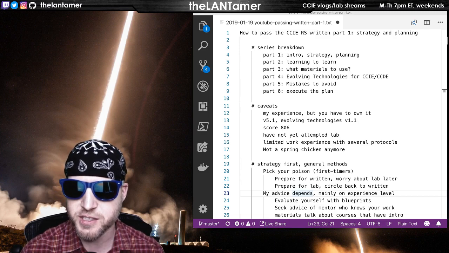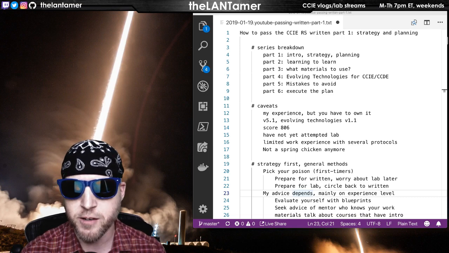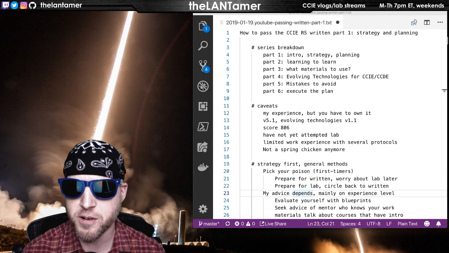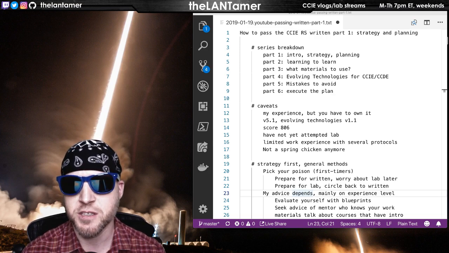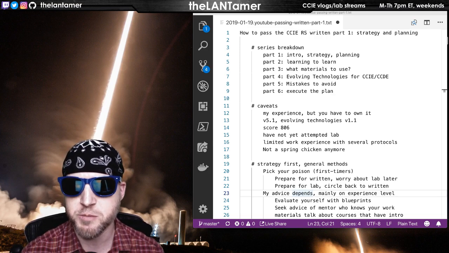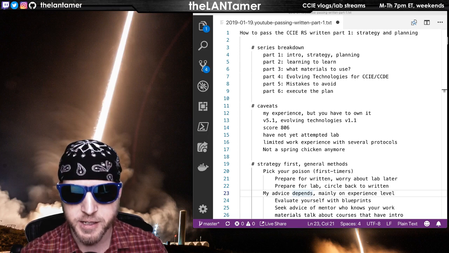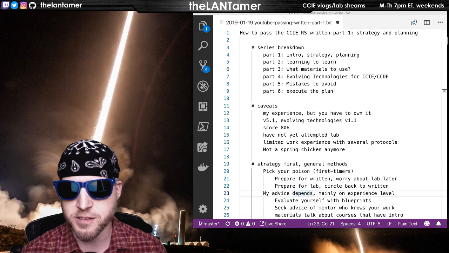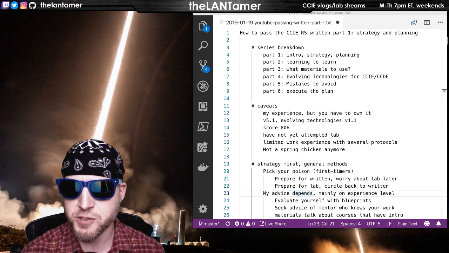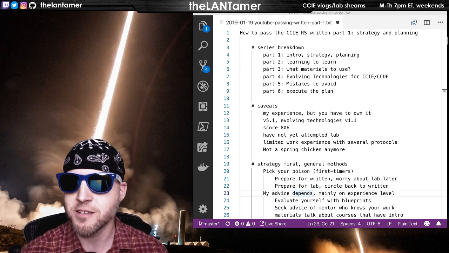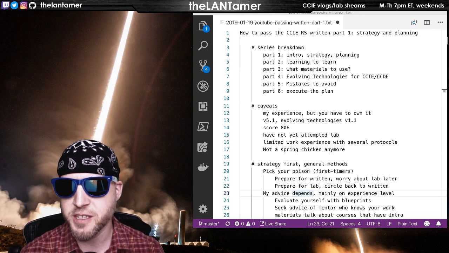Right now it looks like 6. I've already written a little outline. It may change. There may be a separate costs part. I'm not sure if that's going to be its own or a separate, but basically part 1 is this one: introduction, strategy, planning, right? How to get started, where to get started, etc. Also, part 2 is learning to learn. You'll see why that's at the beginning. And these 2 parts are at the beginning.